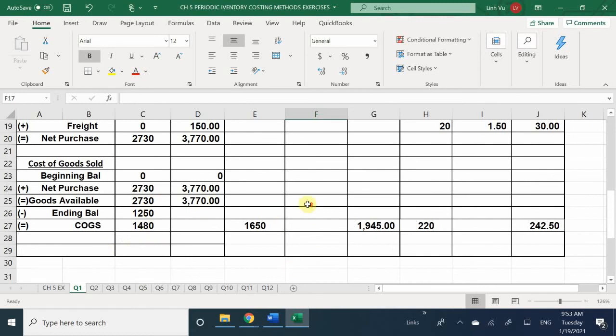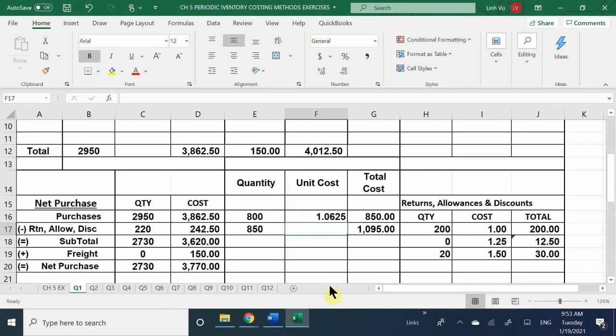So now, this is where we actually have to calculate the cost per item, right? This is where we take our 1095 and divide it by our 850 to get our new cost per item. Okay? Now, how many items do we actually need to sell?